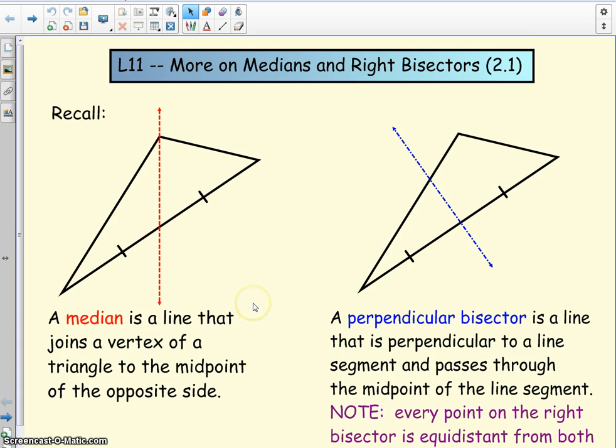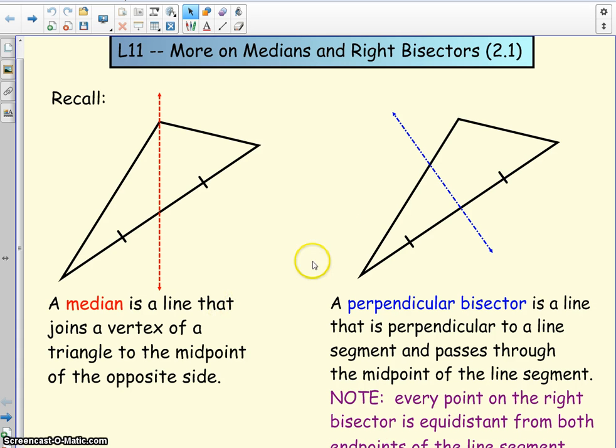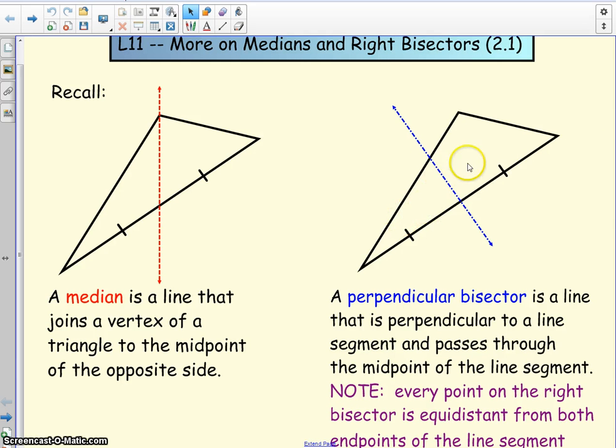Okay, and if you have a right bisector, that line's perpendicular to a line segment and passes through the midpoint. So you notice that it doesn't necessarily pass through any of the vertexes or any of the corners of the triangle, but we have it going through the midpoint of one side perpendicular to it.